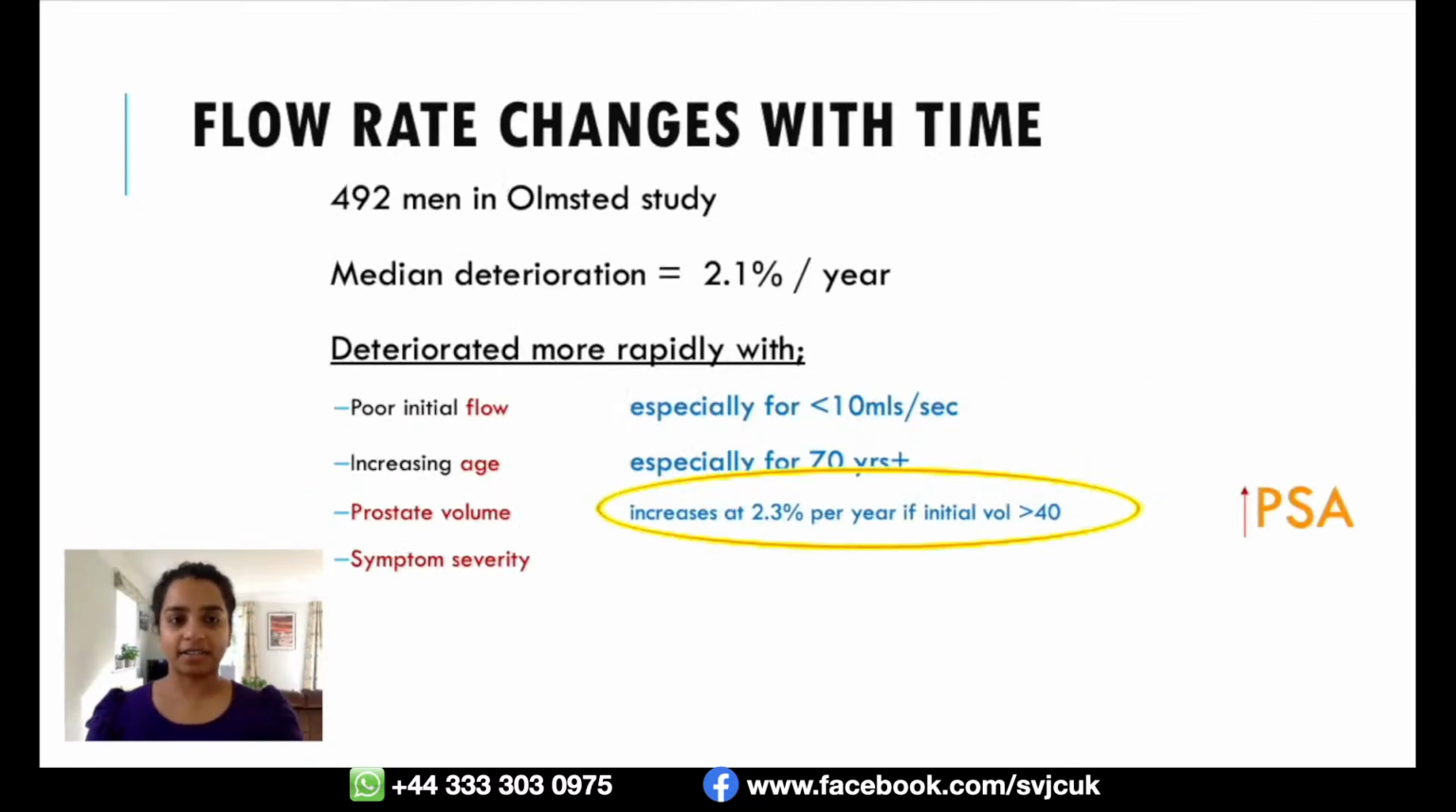The Olmsted study described on this slide highlighted that flow rate tends to change with time. There was an approximate median deterioration of 2.1% per year, and in this study they noted that the deterioration would be more rapid if the man had an initially worse flow, in other words a Qmax of less than 10 mils per second, if they were older at the start of the study, or if their prostate volume was higher at the start of the study. Furthermore, other measures of the prostatic volume could include PSA that is rising, and that's been highlighted in numerous other studies. Therefore, it's worthwhile monitoring the PSA as you monitor symptoms.